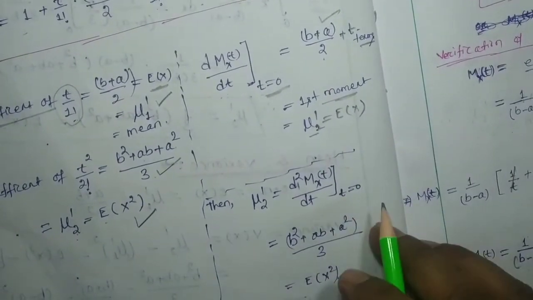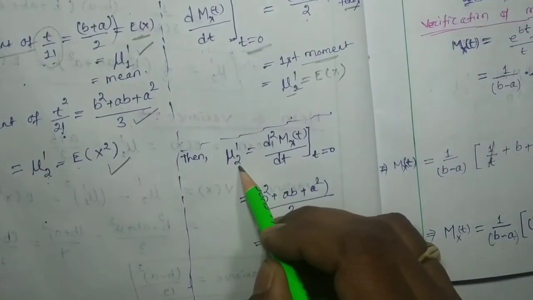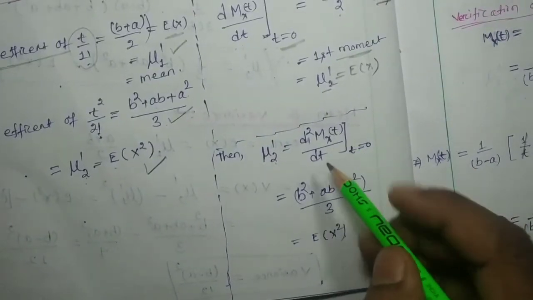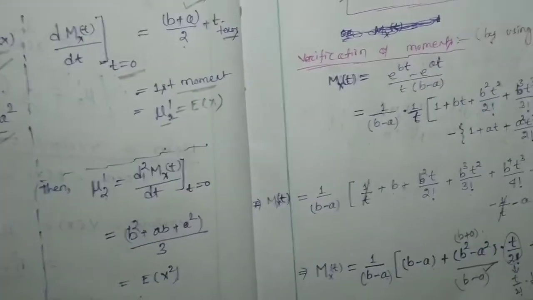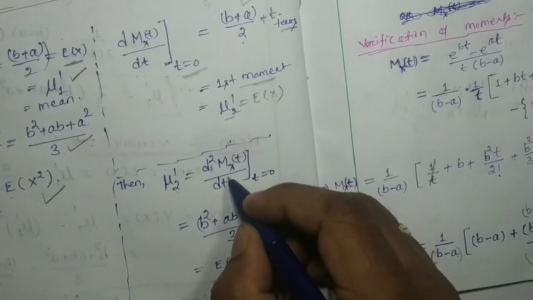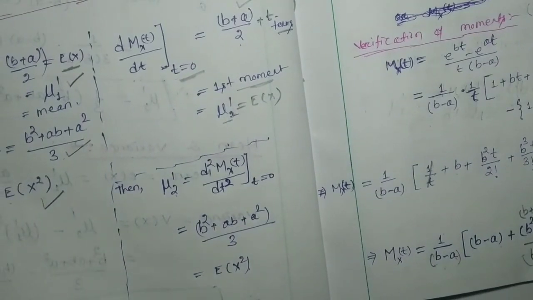Now we are going to go for the second moment, that is your mu2 dash. Mu2 dash means double derivative of mxt with respect to t, here I forgot to write, d square mxt by dt square, okay, at t equal to 0, right?